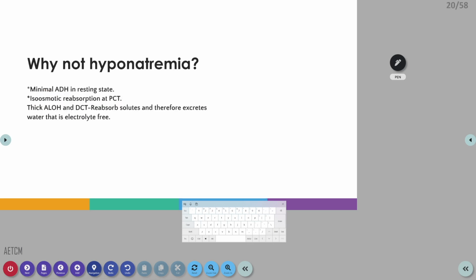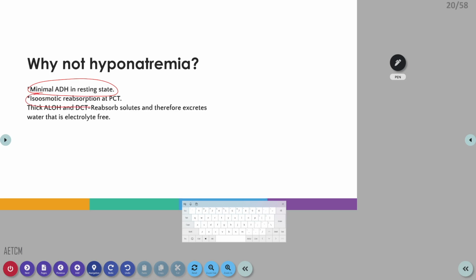So why does a normal person not develop hyponatremia? It is basically due to three reasons. One, there is minimal ADH present in the resting state. We see the previous diagram. Only when there is an increase in tonicity or an increase in osmolarity at around 280, the first mechanism, that is ADH, will come into play. At the resting state or the normal osmolarity, the ADH is very, very minimal.